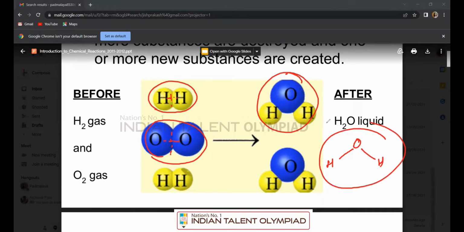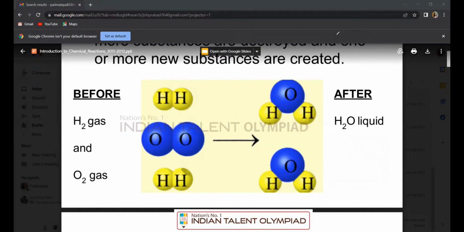Before the reaction we have only a bond between the two hydrogen atoms and a bond between the two oxygen atoms. Now when it underwent a chemical reaction, you got a new molecule where you have a bond between both the atoms, that is oxygen and hydrogen, right? This is called a chemical reaction.